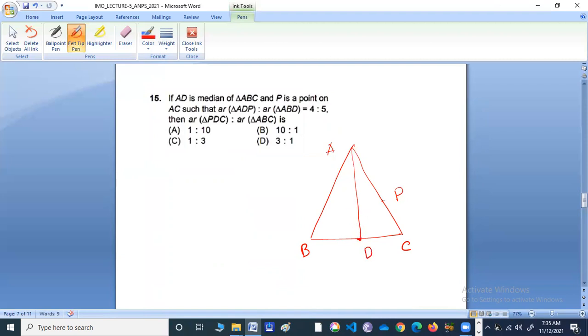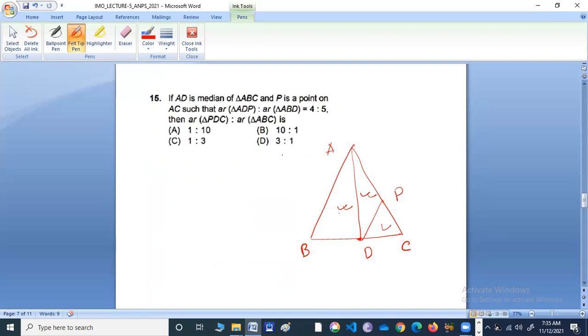AD is the median. P is a point on AC such that area of ADP is to area of ABD, that means this one and this one, is 4:5. Okay. Good. You need to find area of PDC is to ABC, the whole one. Okay. We don't know the area of PDC.